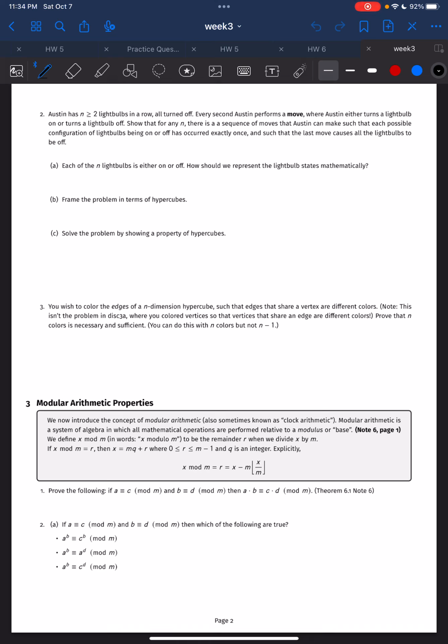And then part A asks, each of the n light bulbs is either on or off. How should we represent the light bulb states mathematically? So, part A. We can represent each state as a length n bit string.